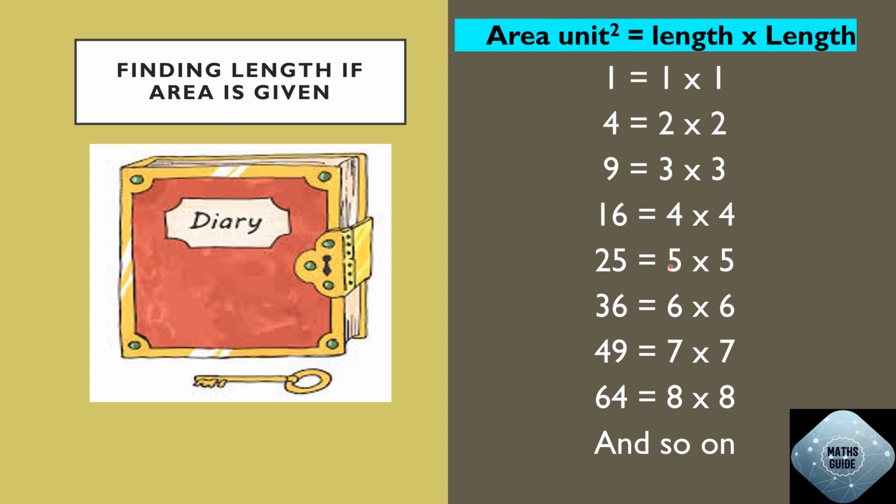Now consider this side as the length of the side of a square, and their squares will be considered as the area. So if the length is 2, its area will be 4. If length is 3, area will be 9. If length is 4, area will be 16 units square. I hope you understood the concept.